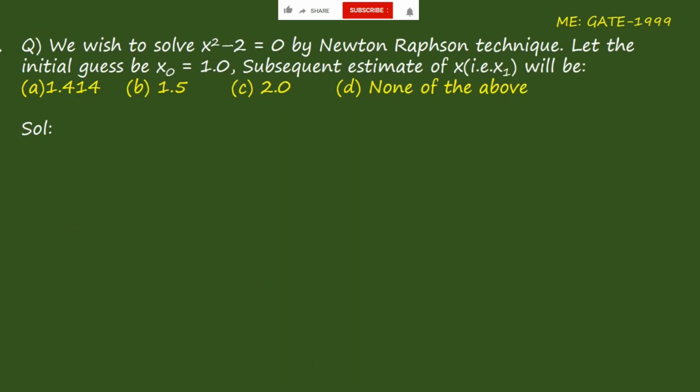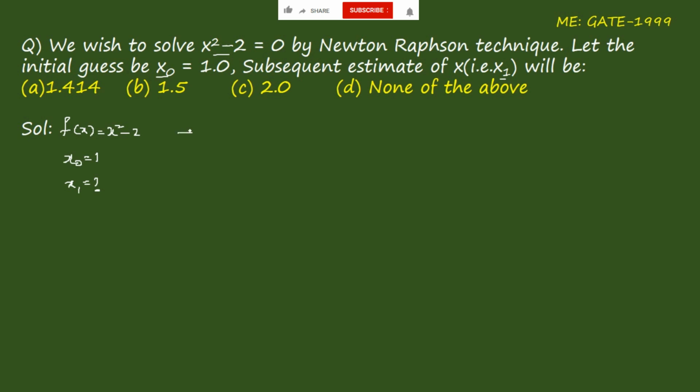Come to next question. The question is, we wish to solve x square minus 2 is equal to 0 by Newton-Raphson technique. Let the initial guess be x naught is equal to 1.0 and the subsequent estimate of x, that is x1, will be. Okay, it's nothing but the same as a Newton-Raphson method. They are given the function f of x is equal to x square minus 2. Again they are given the x naught value is equal to 1. They are asking for finding the value of x1. x1 is equal to how much?